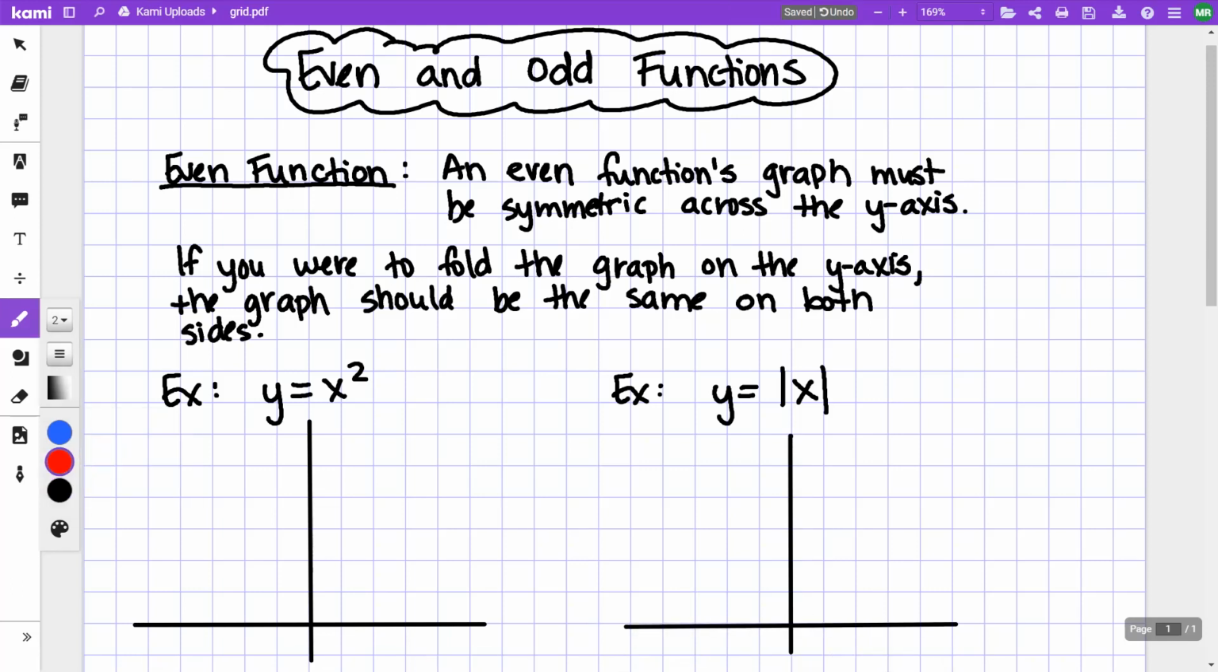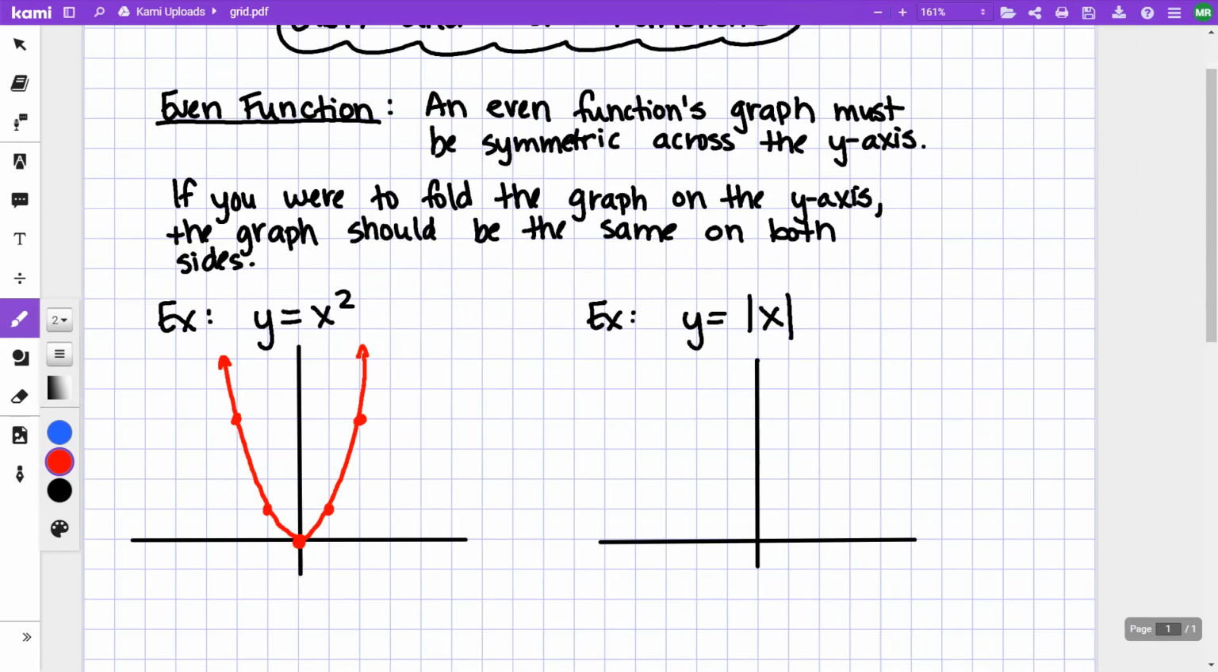So if I was going to graph x squared, 0 squared is 0, 1 squared is 1, 2 squared is 4, and so on. On the other side, negative 1 squared is 1, negative 2 squared is 4. And so we end up with this graph here. And again, if I was to fold on this line right here, it's going to be the same on both sides. So this is going to be an even function.